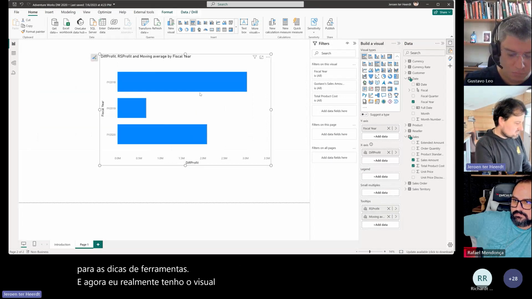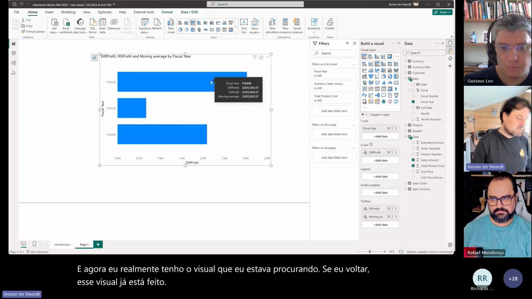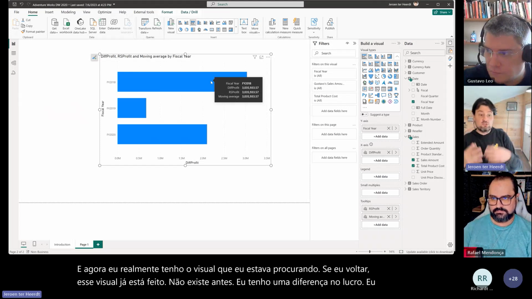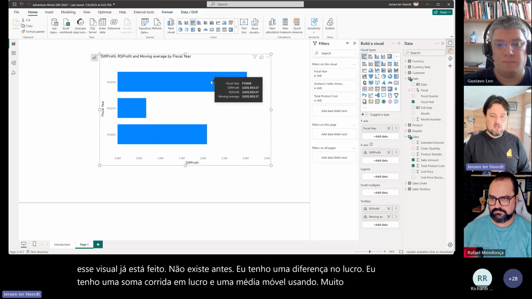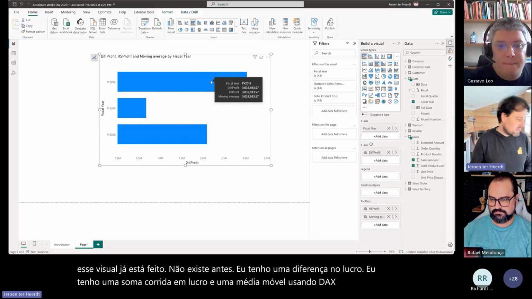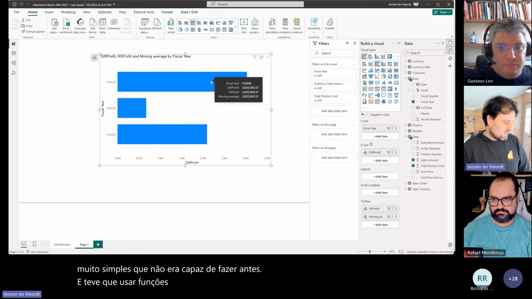If I go back out, this visual is now done. It didn't exist before. I have a difference in profit, I have a running sum of profit and a moving average using very, very, very simple DAX that I wasn't able to do before and had to use very complicated functions. So that's my quick demo of visual calcs.